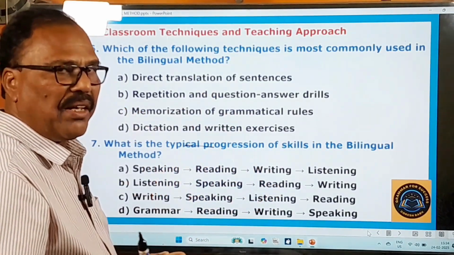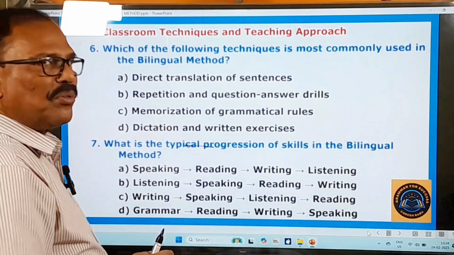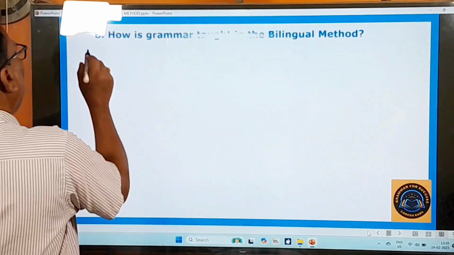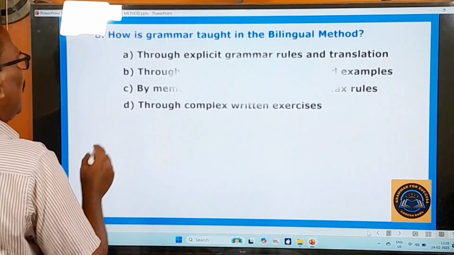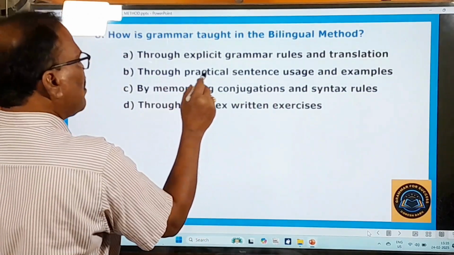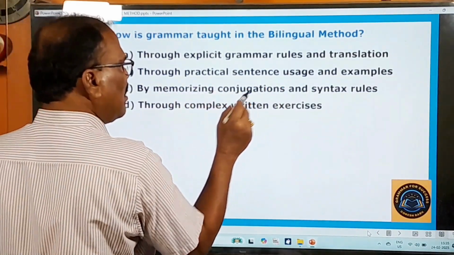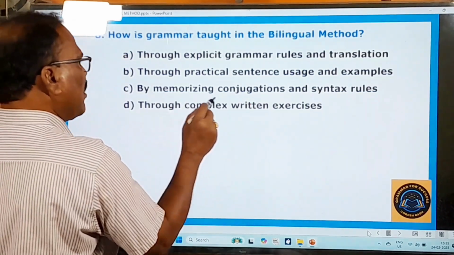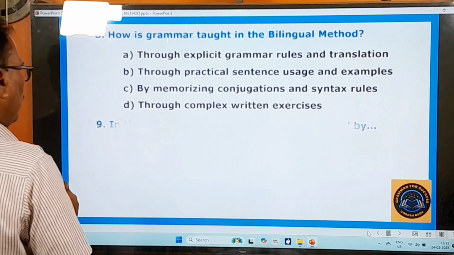You know that very well in the video. Therefore, you can easily tick the right one. Now you move on to other questions. Eighth question. How is grammar taught in the bilingual method? Through explicit grammar rules and translation, through practical sentence usage and examples, by memorizing conjugations and syntax rules, through complex written exercises. Okay, you go to the ninth question.